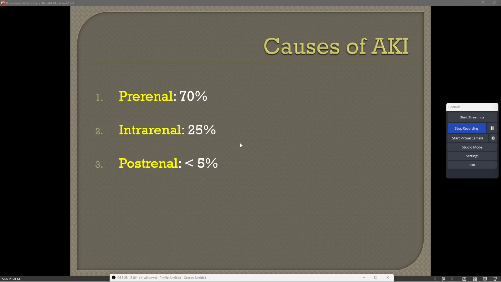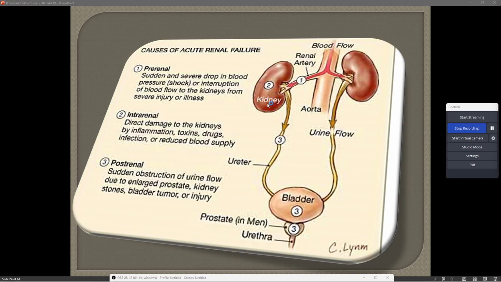Now, to understand kidney injury in depth, you need to understand pre-renal, intrarenal, and post-renal injury modalities. So in this instance, the bulk of injuries, 70%, are pre-renal and responsible for the AKI, 25% intrarenal, and 5% or less post-renal. Perfect. I don't know why this picture is sideways. I've never understood that.